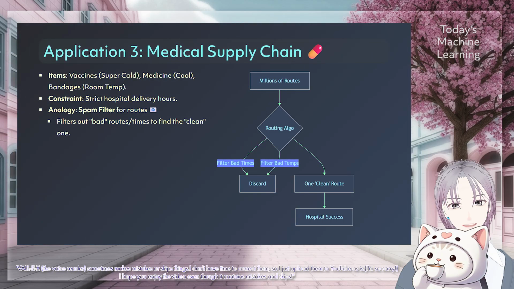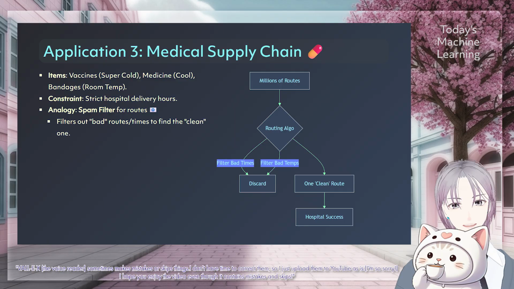Third, let's think about medical and pharmaceutical supply chains. This is a more advanced application. Hospitals need various supplies. Some are vaccines that must be kept super cold. Some are standard medicines that just need to be cool. And some are bandages that are fine at room temperature. Also, hospitals are busy places with strict delivery hours. We cannot just show up with a pile of boxes during surgery shift change.